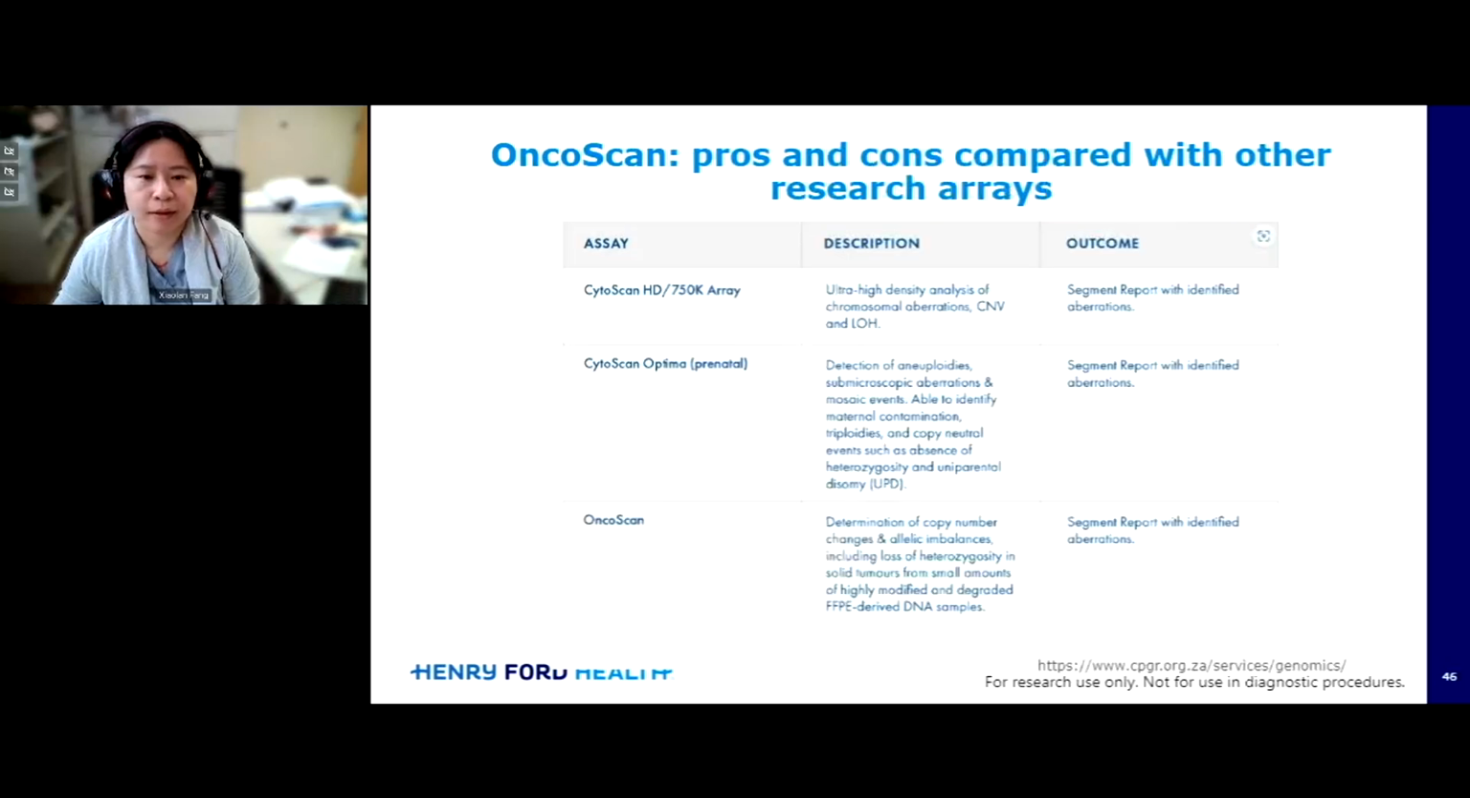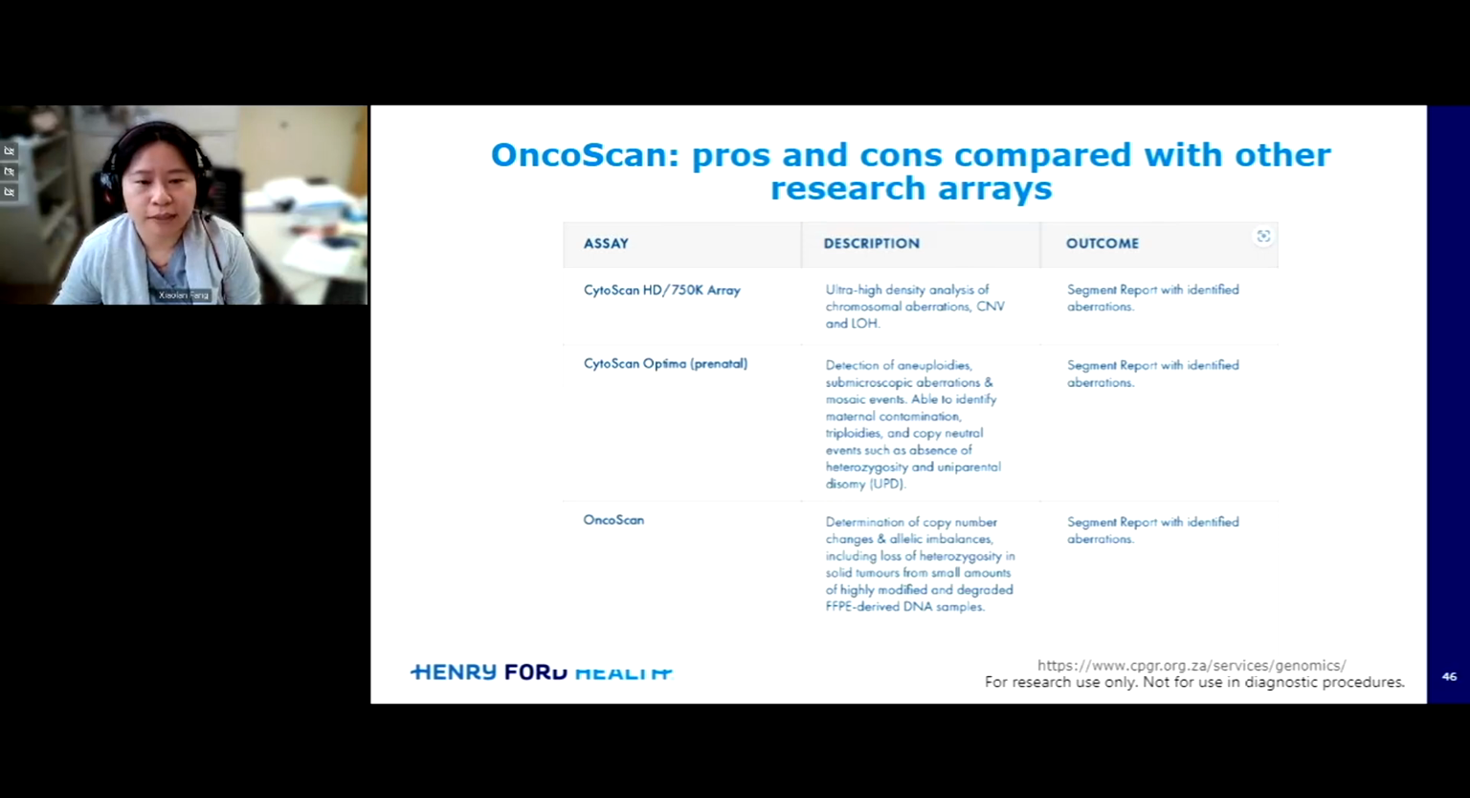All right. But for the OncoScan, there are also pros and cons compared to other research arrays. Here are the other platforms provided by Thermo Fisher. First, CytoScan HD 750K array. It offers ultra high density analysis of chromosomal aberrations, CNV and LOH. And the outcome is a segment report with identified aberrations.